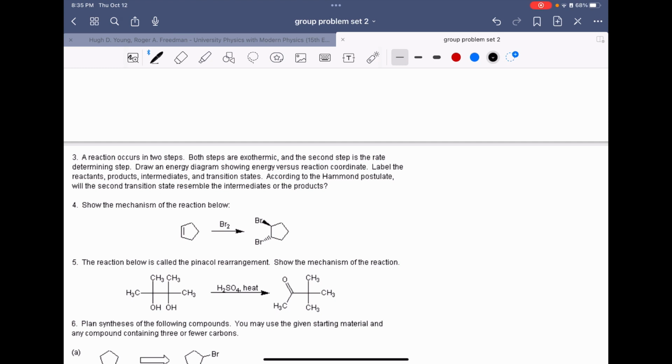On to question 3. A reaction occurs in 2 steps. Both steps are exothermic, and the second step is the rate determining step. Draw an energy diagram showing energy versus reaction coordinate. Label the reactants, products, intermediates, and transition states. According to the Hammond postulate, will the second transition state resemble the intermediates or the products?